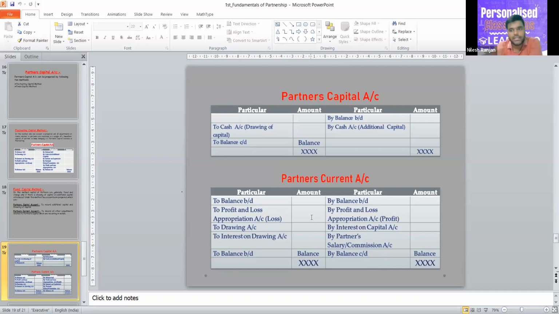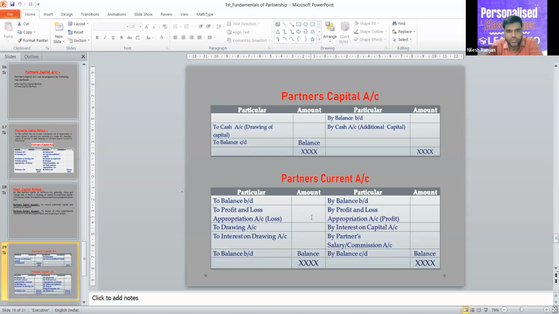Now, how will we decide whether the drawing given in the question is drawing of capital or drawing of profit? Sometimes it will be given, so you can write it, and sometimes there will be no information about drawing. If it is simply written as drawing in the question, in that case you have to assume that it is drawing of profit.